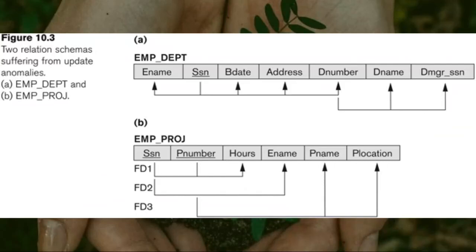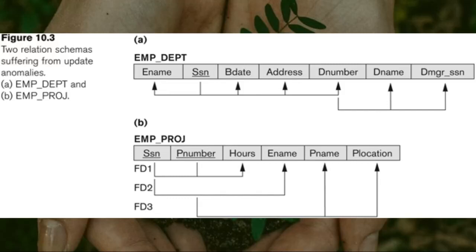If we go through the first figure, these also have clear semantics. The tuple in the employee department relation schema will represent a single employee, but includes along with the department number additional information, right? Like department name, manager SSN.